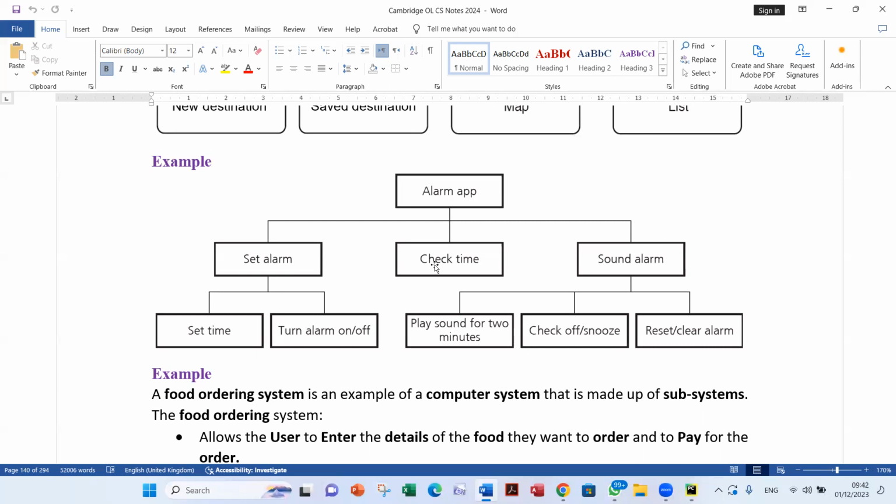Set time would be a library module. What is meant by a library module? It is already pre-written in the programming language. You only need to use it. We will be studying lots of library modules in the next lessons, inshallah. So it requires no further breakdown because you will be just using it. We will be just calling it from the library. Okay? And sound alarm may be split into play sound, check off, reset, whatever.